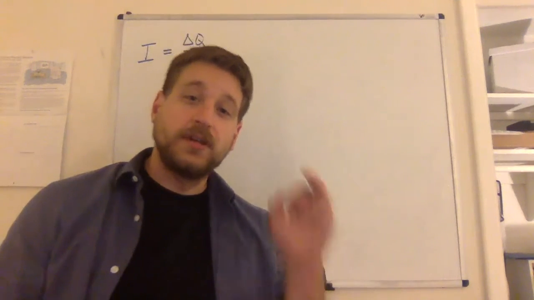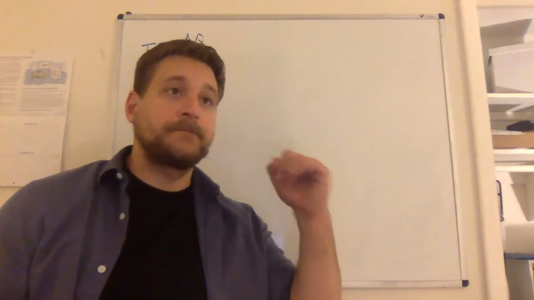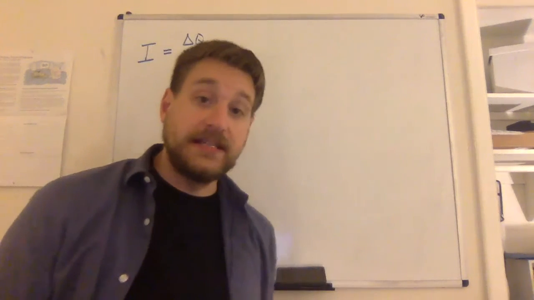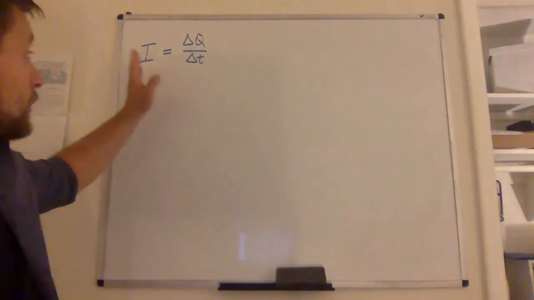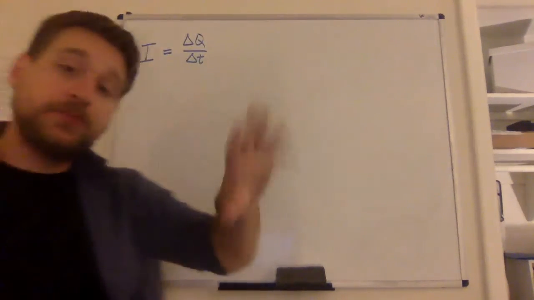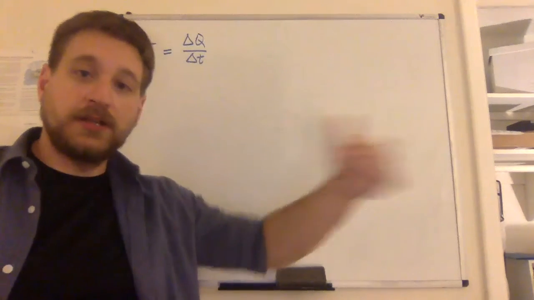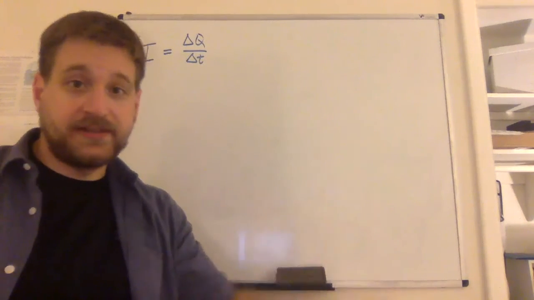I know some of us have taken Calc 1. Others of us are going to, and you'll see what I'm about to talk about. Current. We've been saying that it's the amount of charge that moves by a point in an amount of time. Total charge going through, delta Q, over total amount of time, delta T.